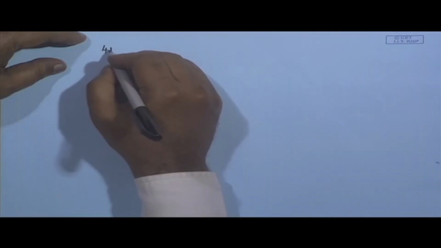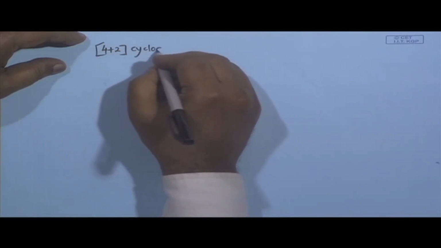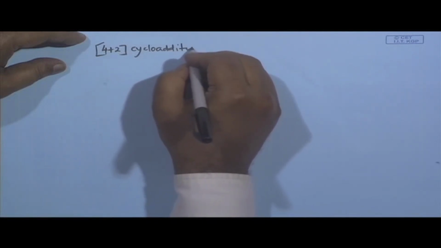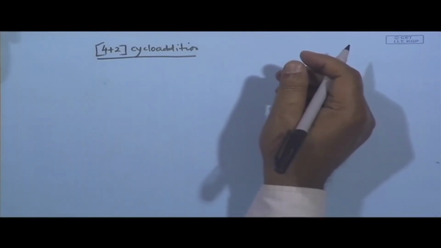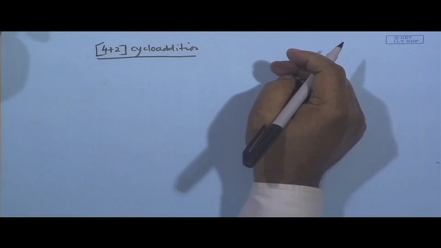Okay. Good morning. So, today's topic is 4+2 cycloaddition. All of you have studied, right? This is a very powerful technique in organic chemistry, especially when you are planning to construct a 6-member ring system. This is one of the most powerful reactions, simply because it is versatile.